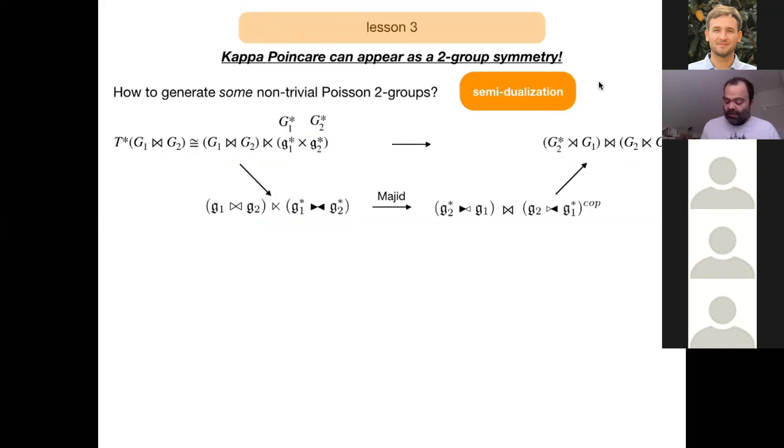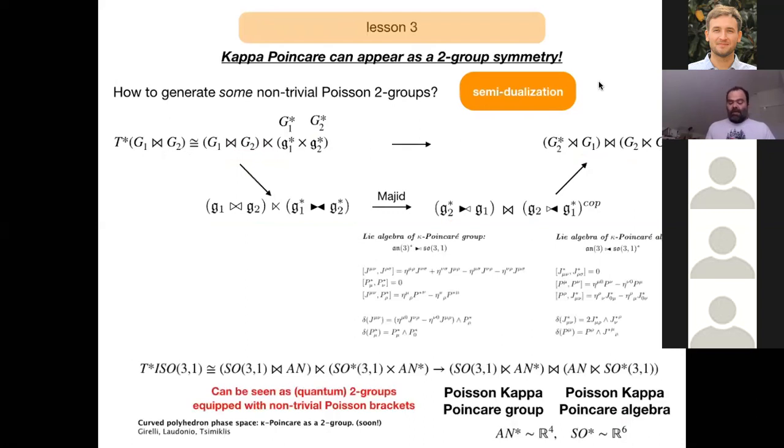And now you see that because this guy is abelian, this guy is also abelian, I can interpret this guy essentially as two groups. Basically they are groups, in a way, but because the T-map is trivial, we can interpret them as two groups. And if you deal with this construction with the Lorentz group or the De Sitter group, this approach is exactly how you generate the Kappa Poincaré structure. So you have Kappa Poincaré, the Poisson group, or the Kappa Poincaré algebra.